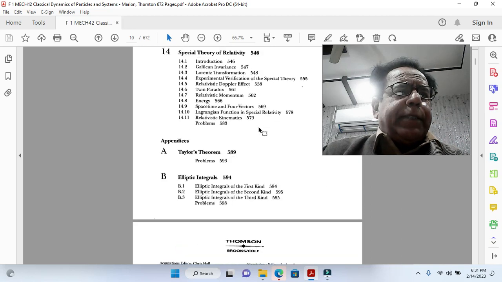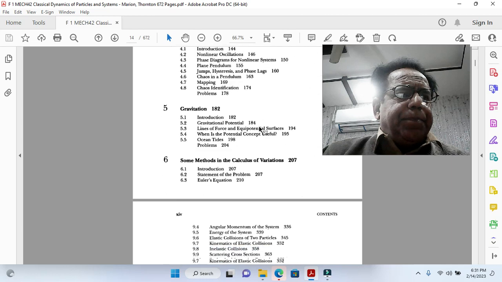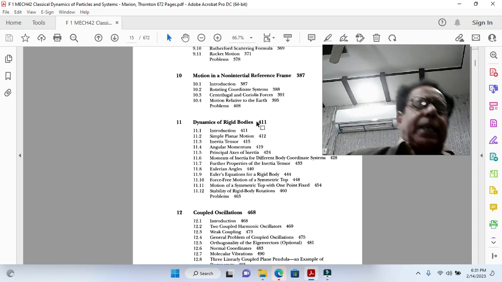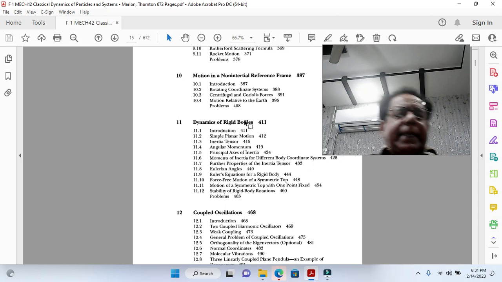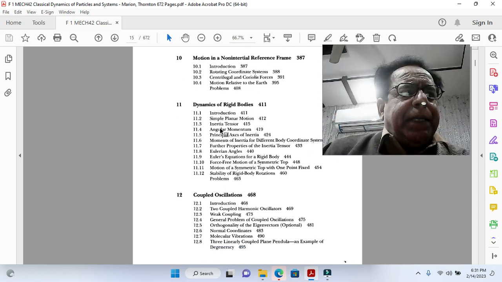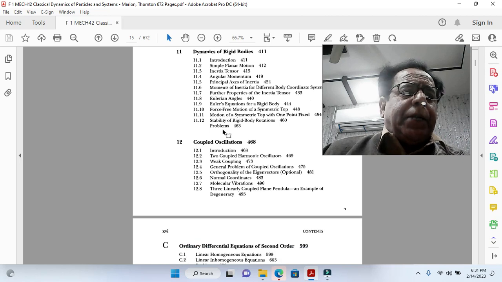Now we come towards chapter number 10. This is chapter number 10, motion in a non-inertial reference frame, at page number 387. Then chapter number 11, dynamics of rigid bodies, at page number 411. Then chapter number 12, under title coupled oscillations, at page number 468.